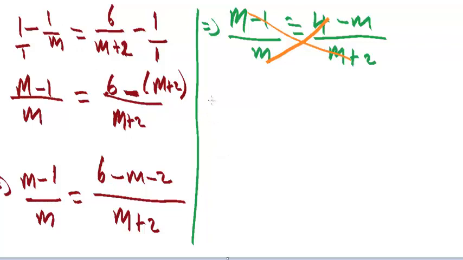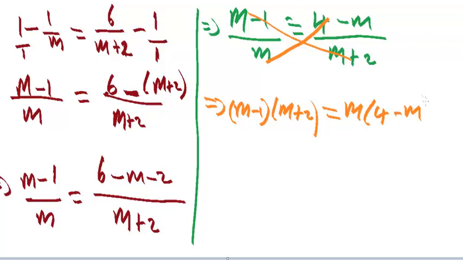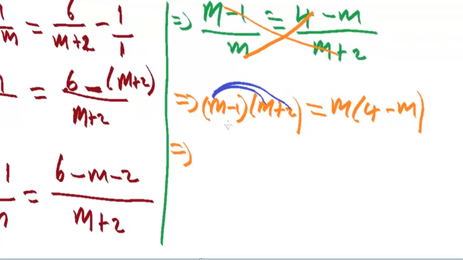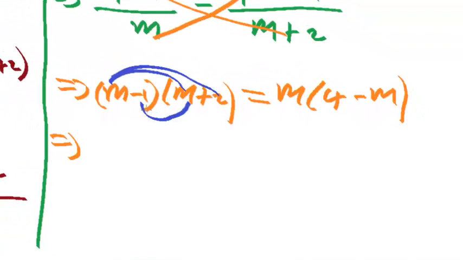So that implies that we now have (m minus 1) multiplying (m plus 2), and then equal to m (4 minus m). Now we can open our brackets by multiplying through. So m will multiply by m, and m will multiply by 2. After that, negative 1 will multiply by m. Then negative 1 will multiply by 2. So we are going to do that.